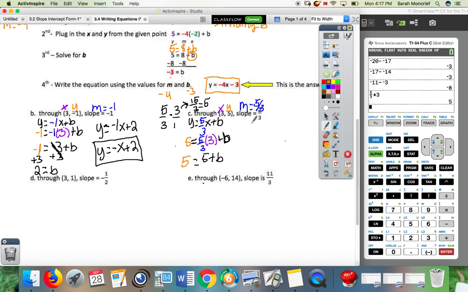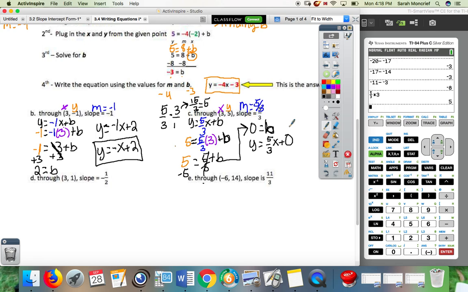Now, what do I need to do to get b by itself? You guessed it, I need to subtract 5 from both sides. What happens over here? It cancels, and then what is 5 minus 5? Again, that is 0, so 0 is equal to b. Now, we can go ahead and plug in m and b. So we have y is equal to 5 over 3, because that was my m, x, plus, and what was my b?